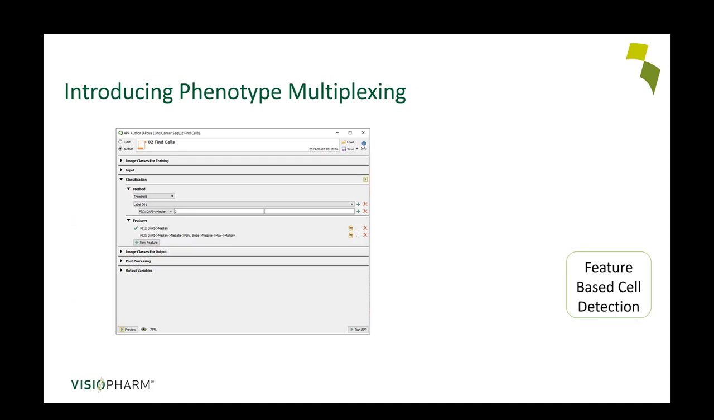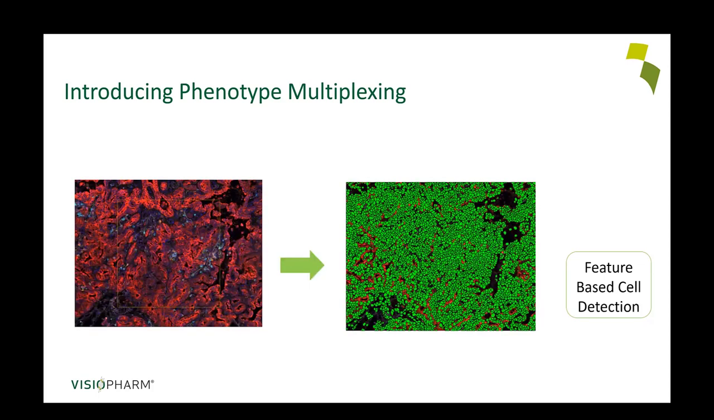The phenotype multiplexing module utilizes our normal app author, as mentioned before. The user can utilize image features for cell segmentation to begin. Once an image has had cells segmented, as we can see here with the green annotation, the image is ready for phenotyping.